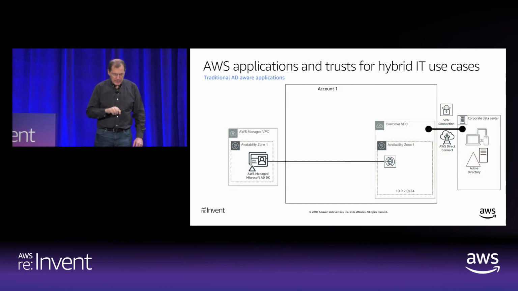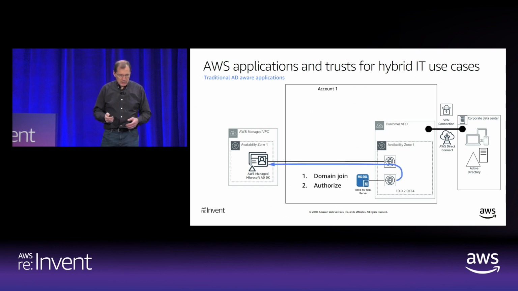All right, so let's talk about how this looks in terms of applications. Now, there's two application use cases here. There's one which is traditional AD applications that you've come to know and love that just use IP to get to the domain controllers, and then there's the AWS application. So let's talk about traditional AD-aware applications. In this case, I'm going to use RDS for SQL Server. It creates an instance that has an endpoint in your VPC. It domain joins to the managed AD, and then it uses the trust to your on-premises Active Directory to authorize access for the users.